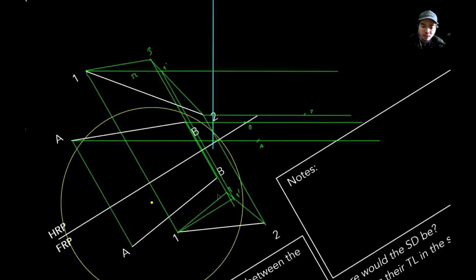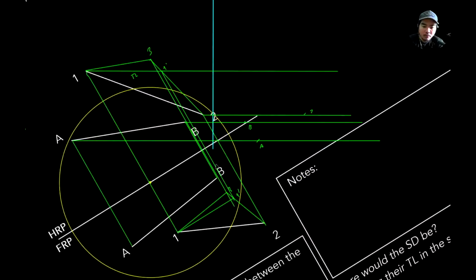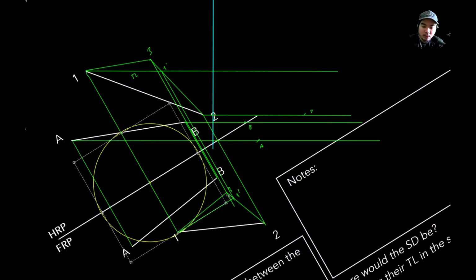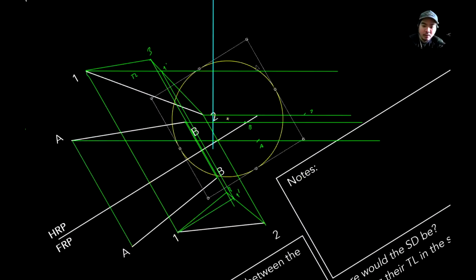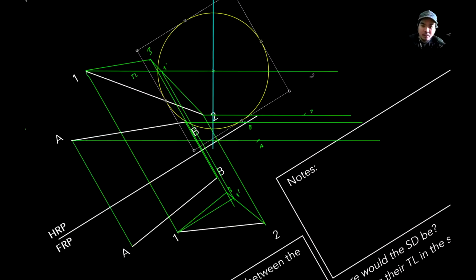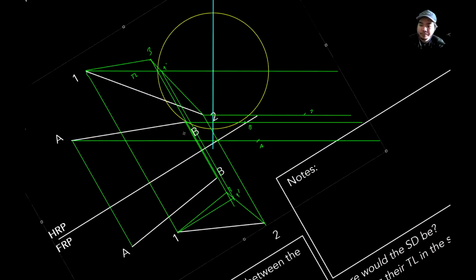Tapos point 1, ito siya, no? And if I did it correctly, dapat mukhang parallel to sila. Mukhang tama naman yata. Okay. So this is A and B. And parallel naman sila, no? Okay.